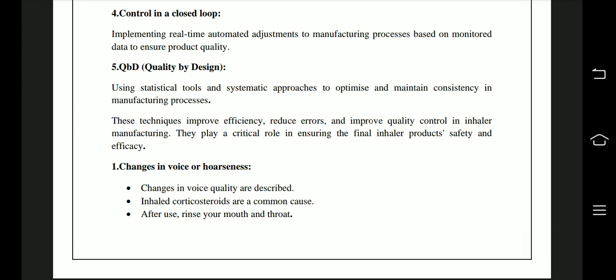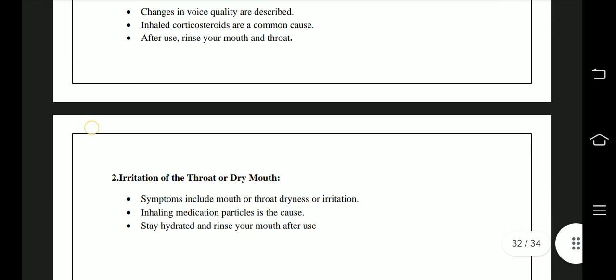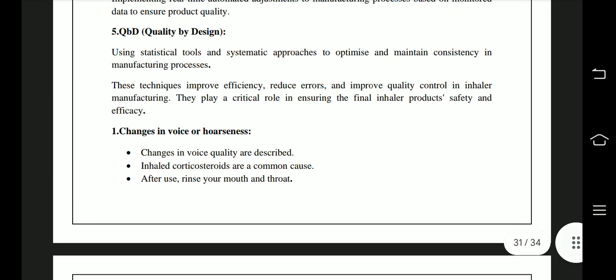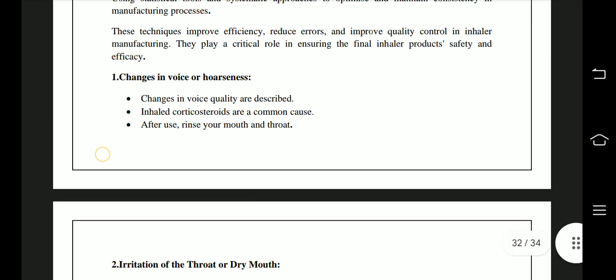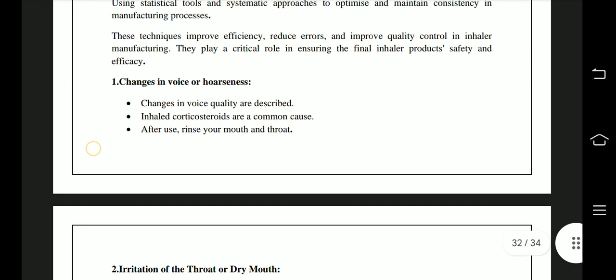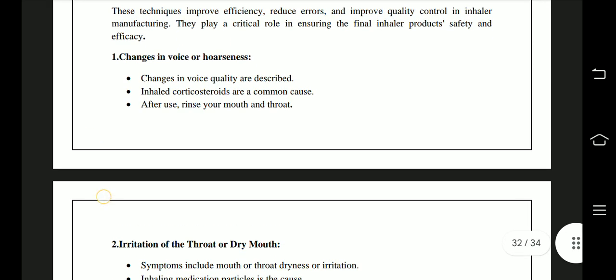Fifth one is quality by design, using statistical tools and systematic approaches to optimize and maintain consistency in the manufacturing process. These techniques improve efficiency, reduce errors, and improve quality control in inhaler manufacturing. They play a critical role in ensuring the final inhaler product's safety and efficacy.